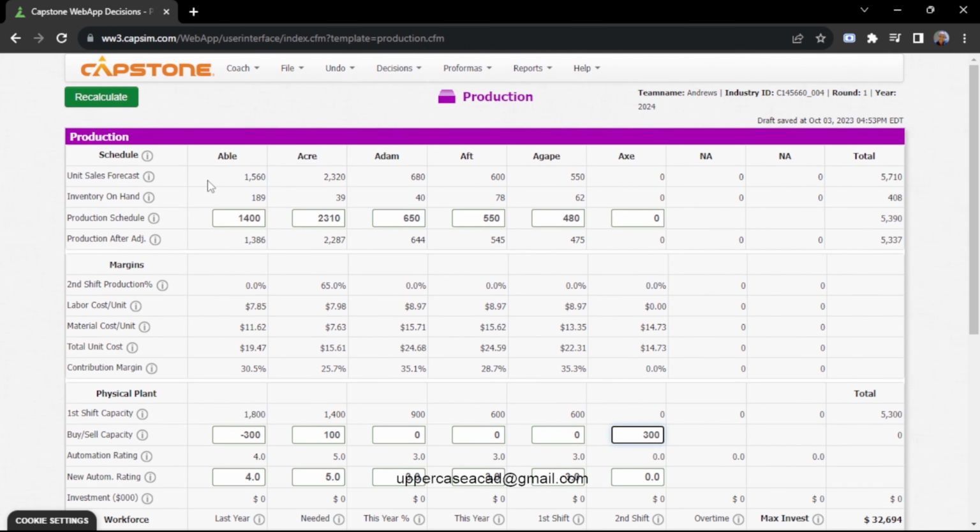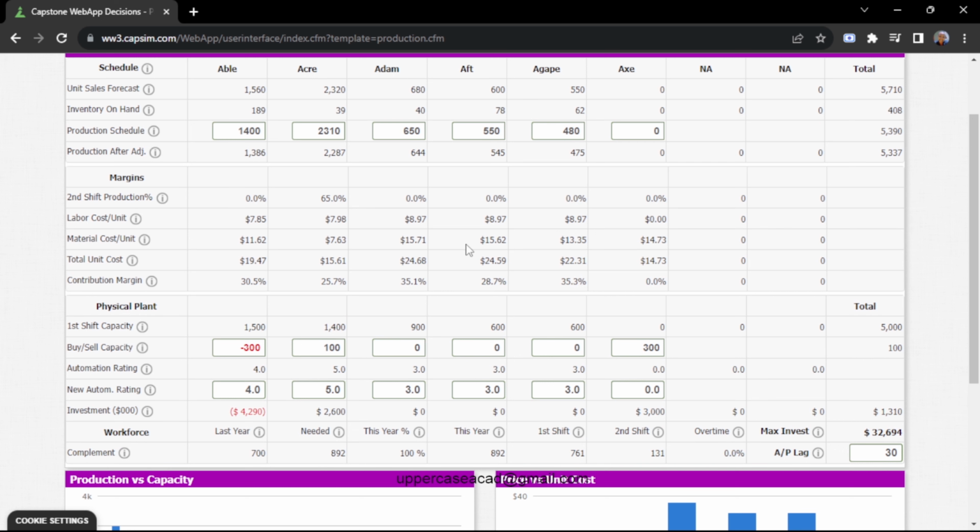So let me just calculate. Now, after recalculating, this is the maximum investment, the amount of money that I am able to spend in this round in the production area. Because I want to reduce my pricing and have some better margins, I'll decide to reduce my labor cost by investing in automation. So I'll give this product an automation of 6. This low end, I'll give it an automation of 7.